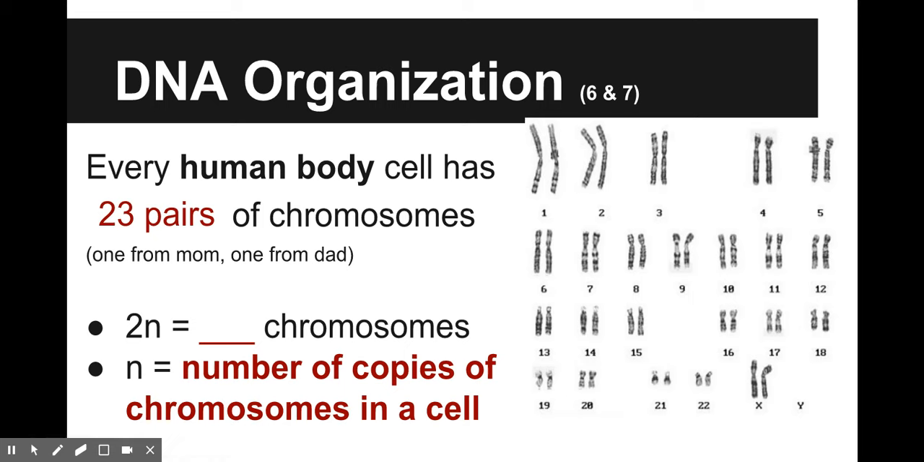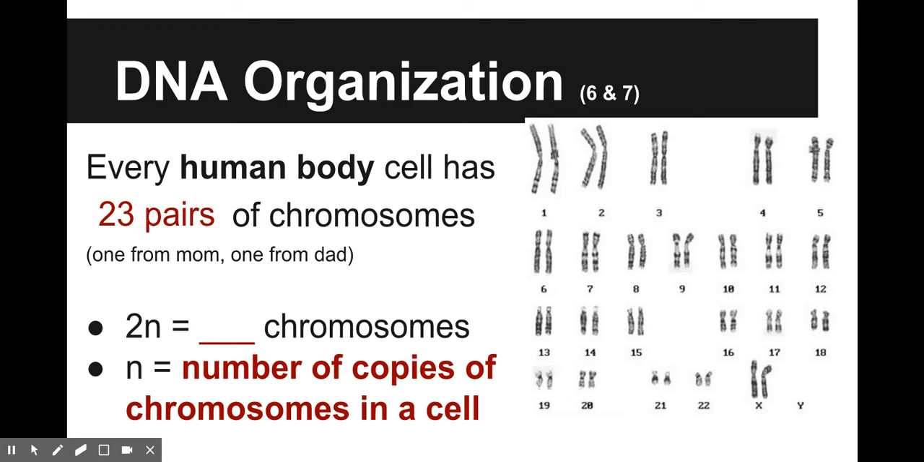So we left off talking about how humans have 23 pairs of chromosomes. Now, there's an important thing that we have to keep in mind. I'm talking about pairs of chromosomes. So if I wanted to talk about individual chromosomes, then I would say that humans have 46 chromosomes.